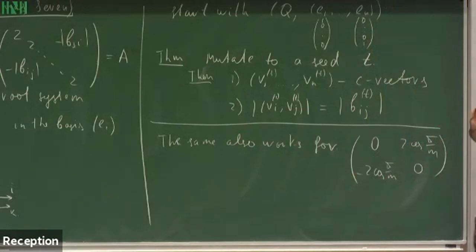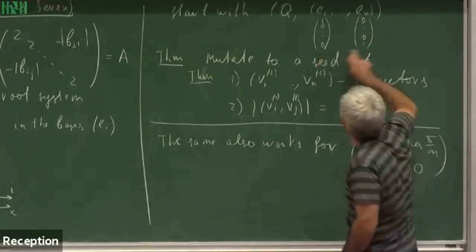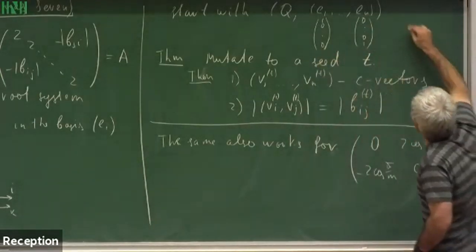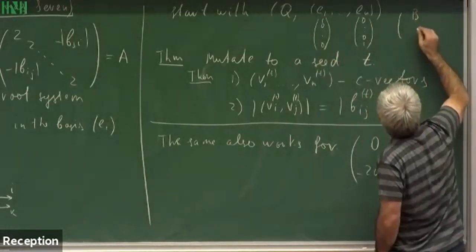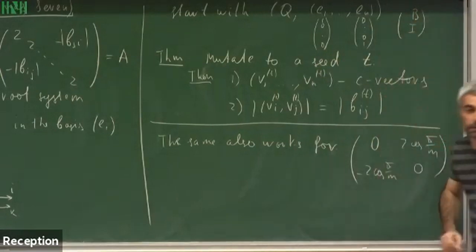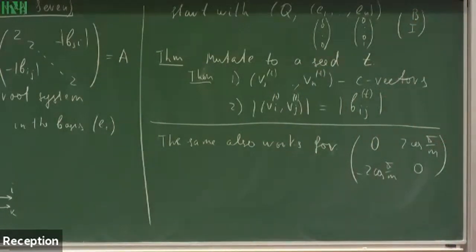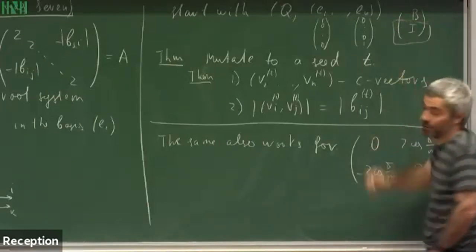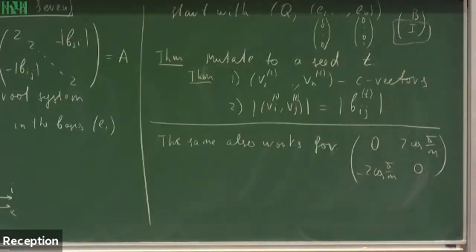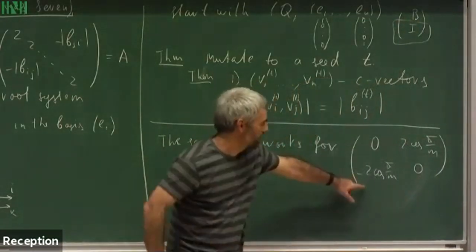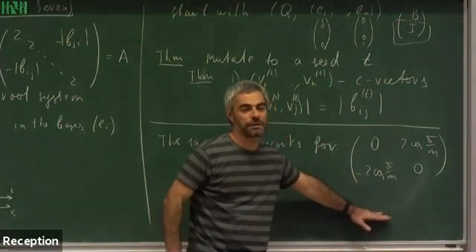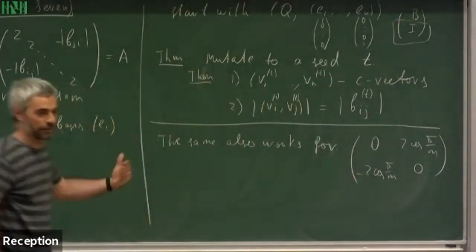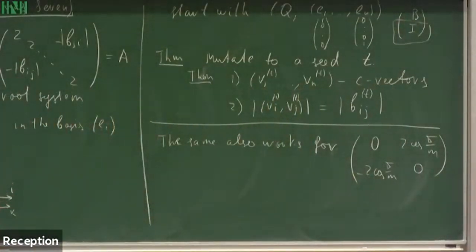By C-vectors, what do you really mean? C-vectors are, well, I take B, I take the identity matrix, I mutate it, and here I have the C-vectors. Yes, indeed. So I put the identity matrix here, I start mutating, and I get, well, this is my definition of C-vectors.